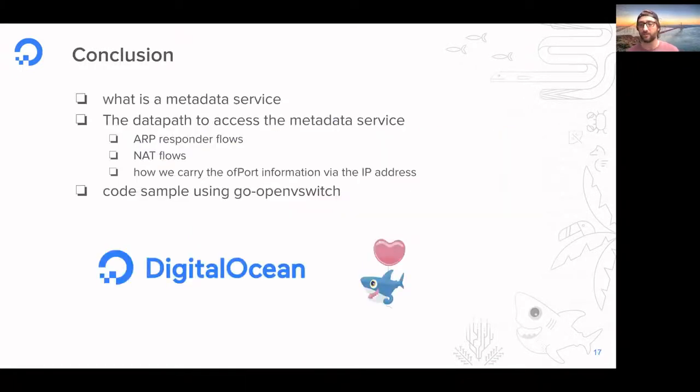And in conclusion, we saw what a metadata service is and what it can be used for. We also saw how we leverage Open vSwitch to build the data path needed to access the metadata service. And as a bonus, some code samples to show you how to programmatically create these flows with the Open vSwitch library. Thank you.